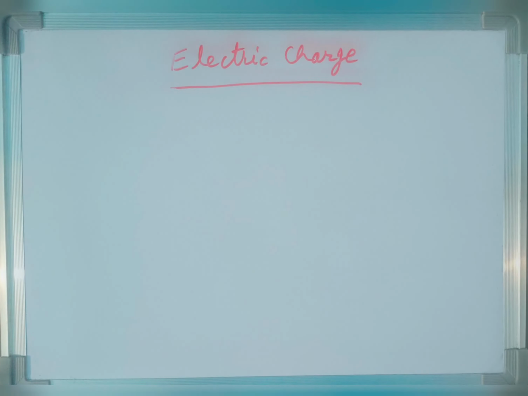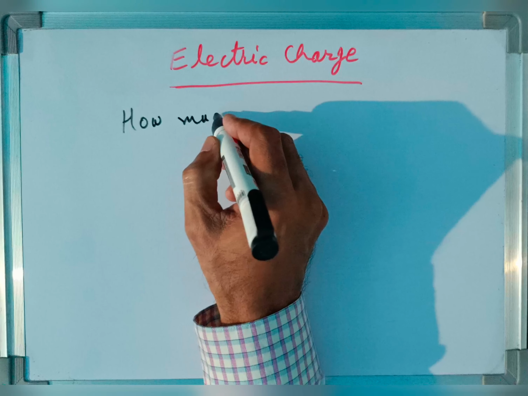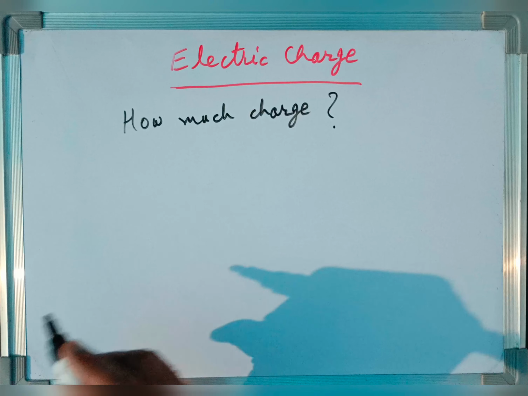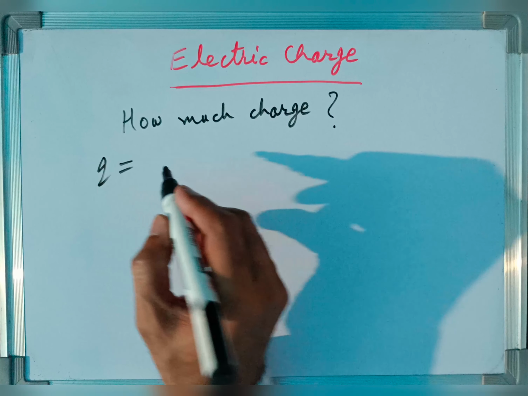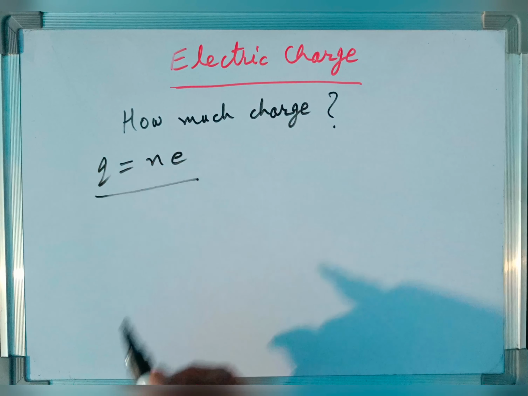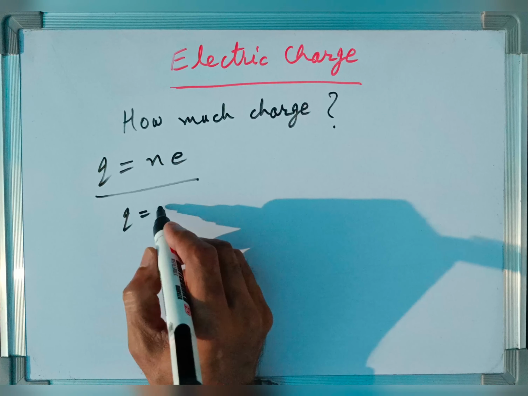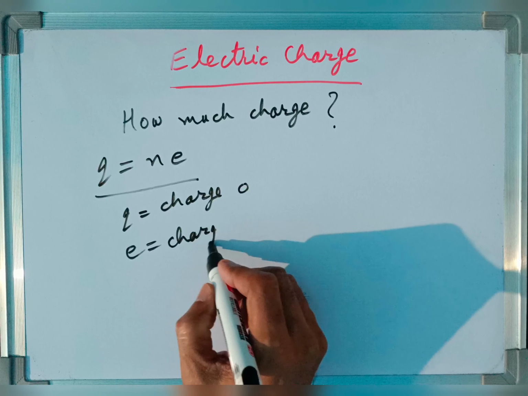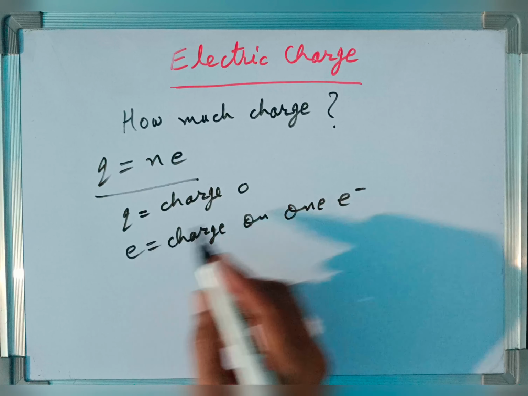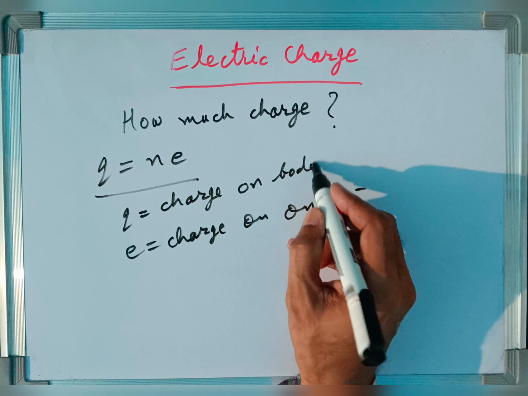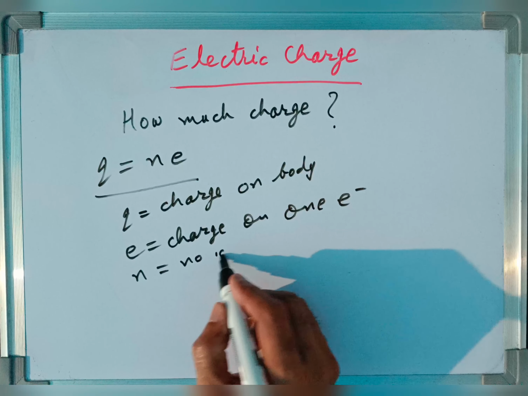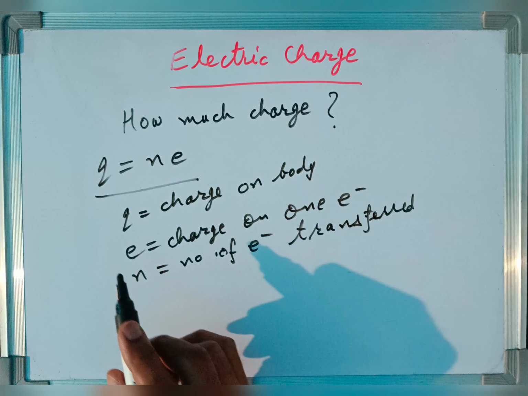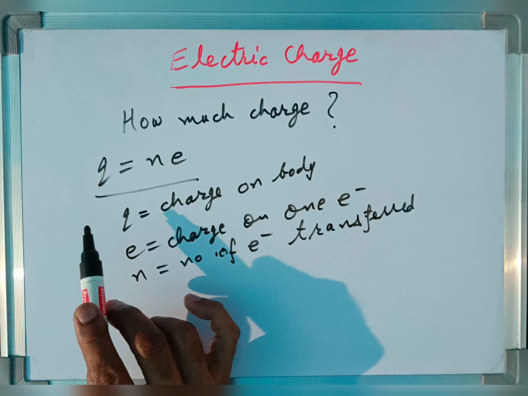Now the next question is, how much charge is produced by rubbing of two bodies or by any method? The magnitude of charge developed is calculated by the formula Q = Ne. Q is the symbol used for charge, e stands for the charge on one electron, Q represents the total charge on the body, and N represents the number of electrons transferred.